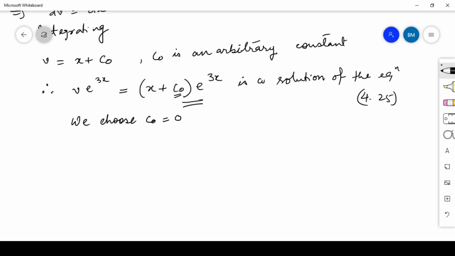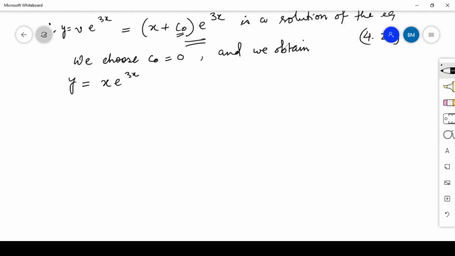Then we obtain y equal to x e to the power 3x. Now you can easily verify, and from previous knowledge we know, that e to the power 3x and x e to the power 3x are linearly independent. And if you have any doubt, you can check yourself. Just find the Wronskian of these two solutions, e to the power 3x and x e to the power 3x, because the earlier solution we obtained was e to the power 3x and the new solution we are getting is x e to the power 3x.